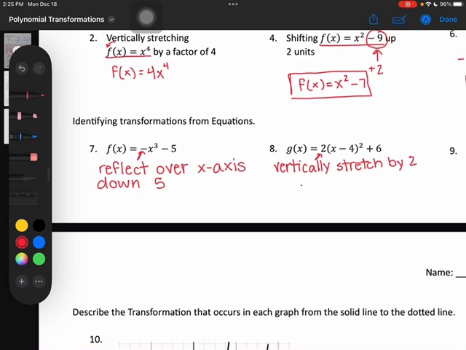Okay, the -4 on the inside is going to move it to the right or the left. It's kind of opposite of what we think. So instead of moving it to the left, we're moving it to the right 4 units. And then lastly, that 6 is moving it up 6 units for us.